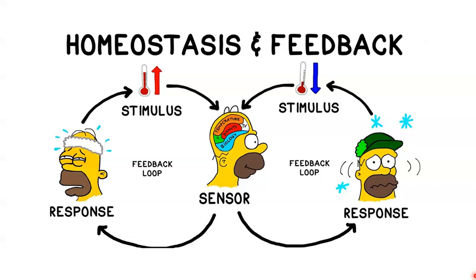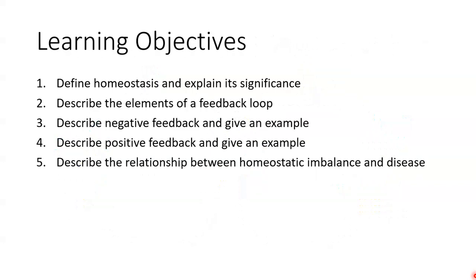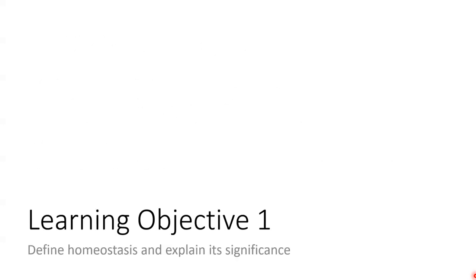From the minute we are born, and really even before that, our bodies are continually working to maintain homeostasis. When homeostasis cannot be maintained, disease, and in some extreme cases, death, will occur. So we have 5 learning objectives for this lecture, and they all revolve around homeostasis. So getting started, the first learning objective is to define homeostasis and explain its significance.